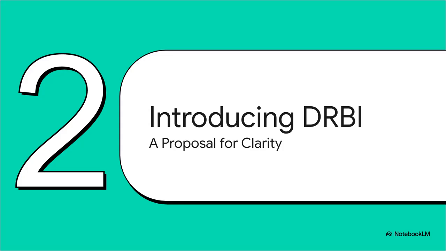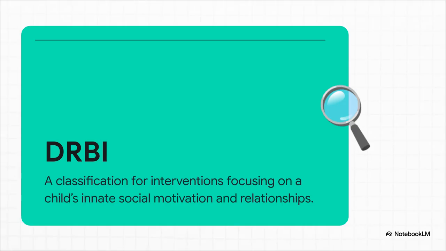So, to cut through all that fog, a group of leading experts got together. They came up with a proposal, a way to create a clear path forward. And here it is. The term is DRBI. It stands for Developmental Relationship-Based Interventions. And the goal here is actually really simple, to finally create a clear, consistent definition for a specific type of intervention that, up until now, has been flying under a bunch of different flags.